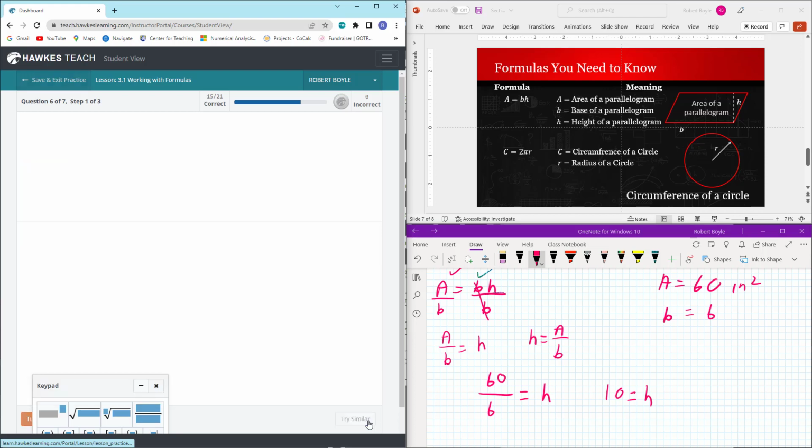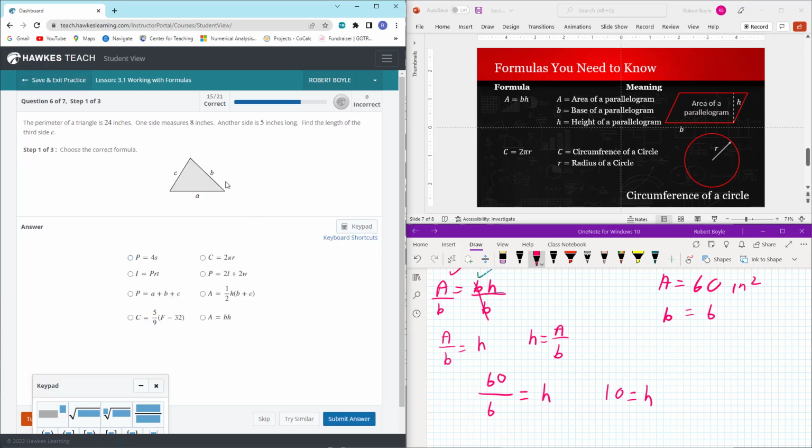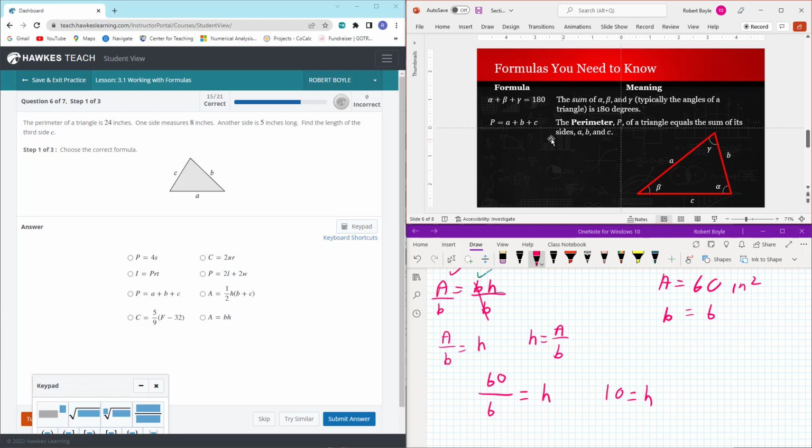There you go. Okay, and moving on, and now we have the perimeter of a triangle. Perimeter of a triangle is 24 inches. One side measures 8 inches, the other side measures 5 inches. Find the length of the third side C. And of course, we need to find the correct formula. Now, if it's not obvious to you, come back to your notes, come back to this slide. Look for the perimeter of a triangle. Here it is. P is equal to A plus B plus C. There it is. Click on that. All right, that's your answer.